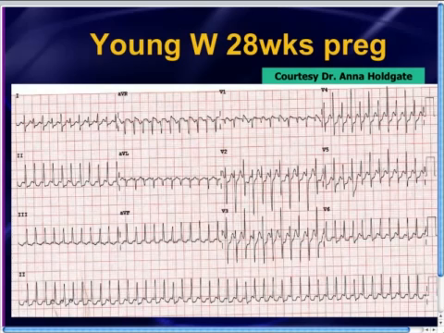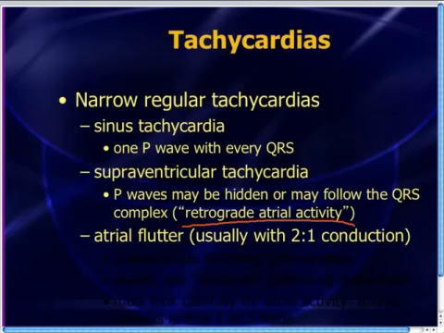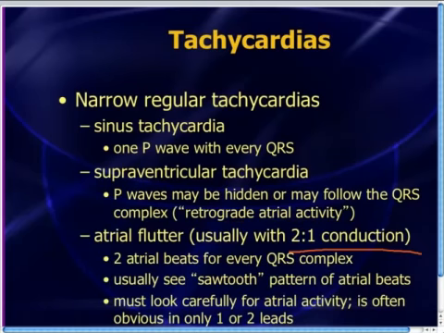Could it be flutter? Well, you look carefully in all of the leads, and there's no evidence of atrial activity that's mapping out at a rate of 300 or so. So this is supraventricular tachycardia. Simple enough. All right, let's go back to where we were before, moving back forward.